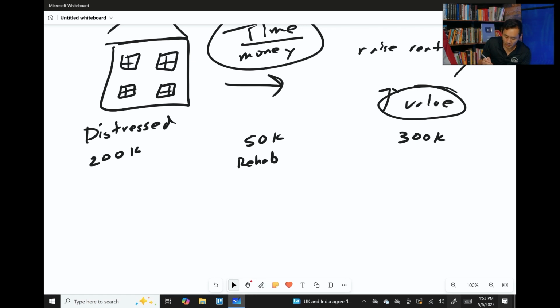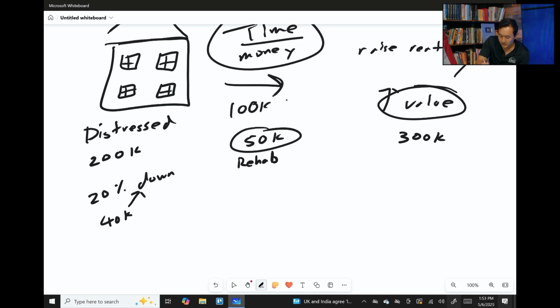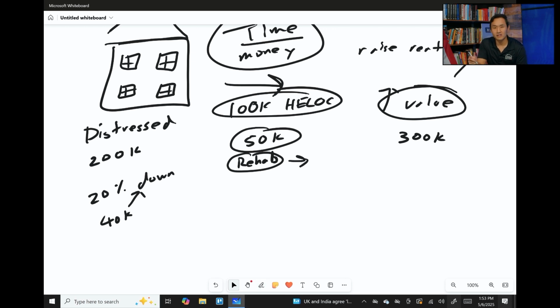So we bought this building, and let's say that we put 20% down in the initial purchase. So we put $40,000 down, okay? We spent $50,000 rehabbing it. Let's say we use our $100,000 HELOC, okay? So again, we've got $50,000 more in the balance of the HELOC in case that rehab goes a little longer or it gets more expensive, right? But we spent $50,000 on the rehab of that HELOC.